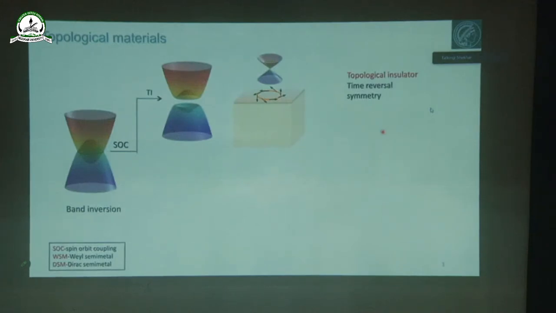There are many types of topological material nowadays, and the best known is the topological insulator. What happens in a topological insulator, or any material, if we have a conduction band and a valence band, depending upon the spin orbit coupling of the material, which is an inherent property, sometimes the valence band goes above the conduction band. That means we have a band inversion. Band inversion means the conduction band becomes the valence band and the valence band becomes the conduction band. After this inversion, we have a band gap that is called an inverted band gap, not a normal band gap.